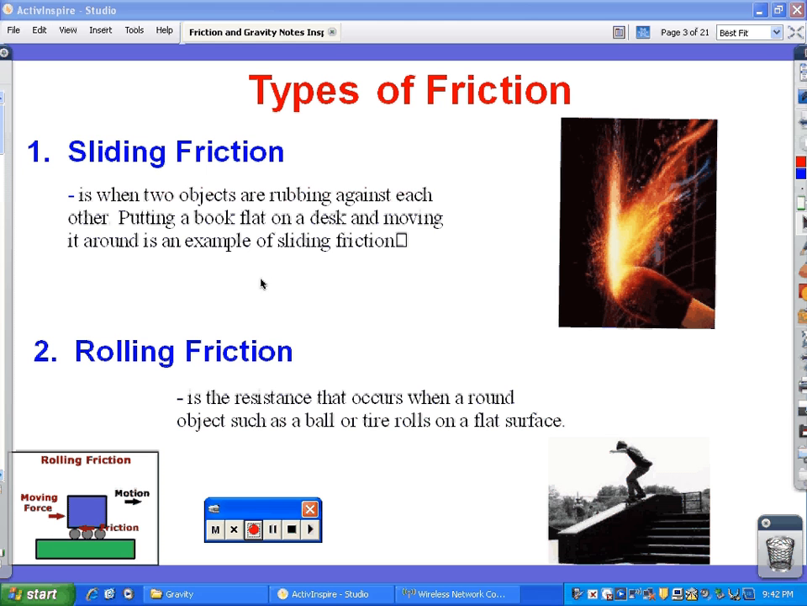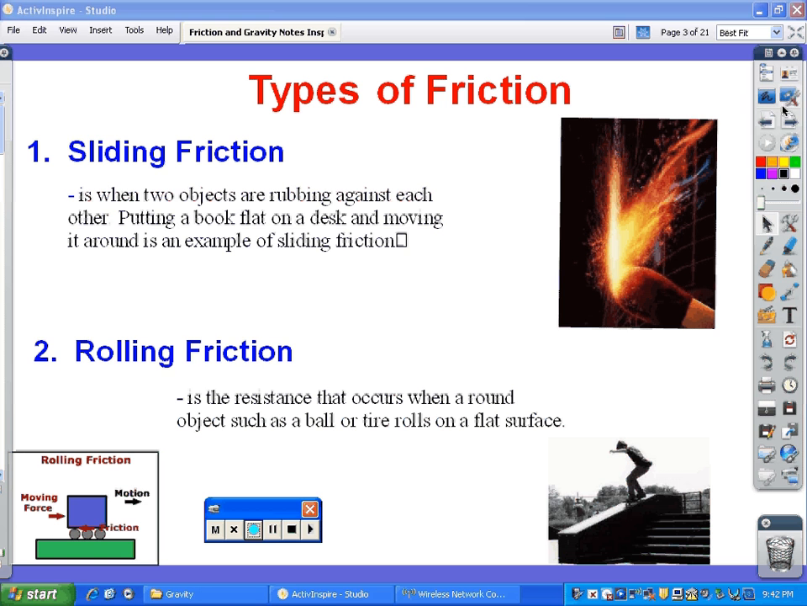Rolling friction resistance occurs when round objects such as a ball or tire roll on a flat surface. It tends to be less friction than sliding friction, which is the reason we use the wheel so effectively, but it still does cause friction. If there's two things touching, it causes friction. The wheel's touching the ground, so therefore it's causing friction.